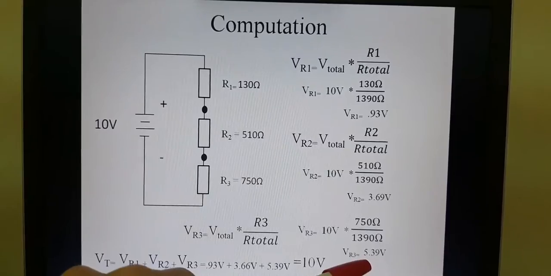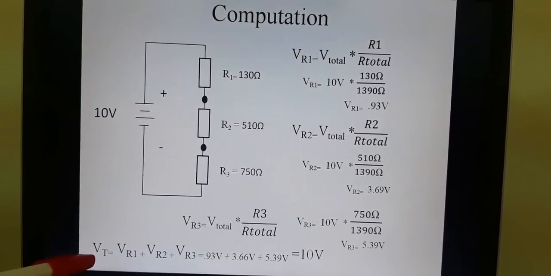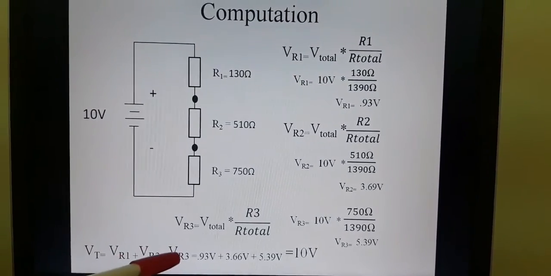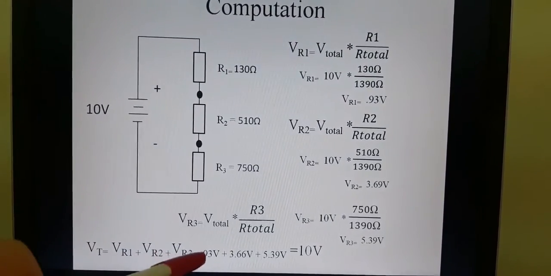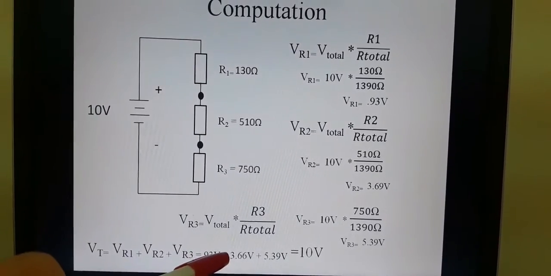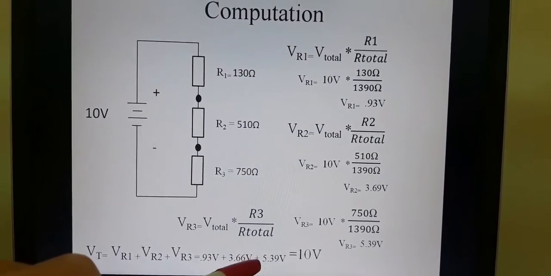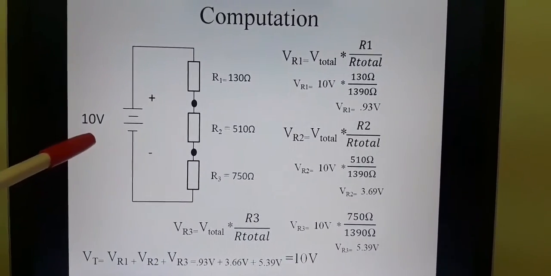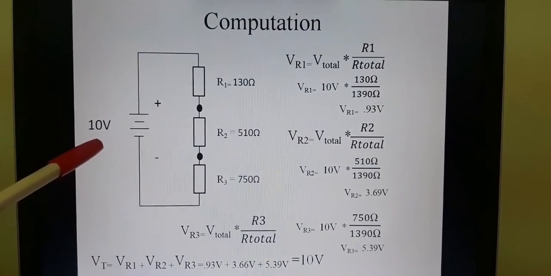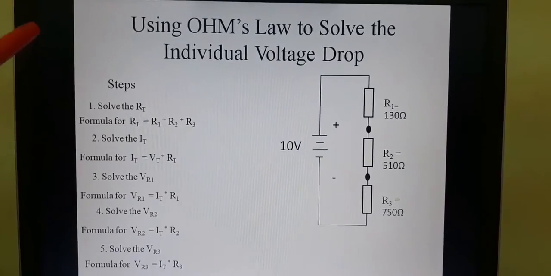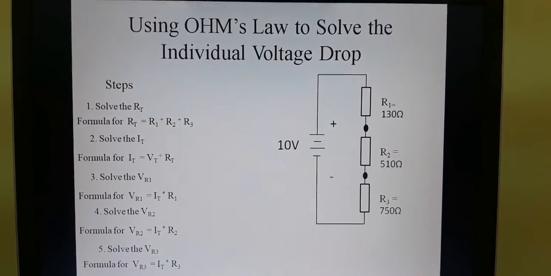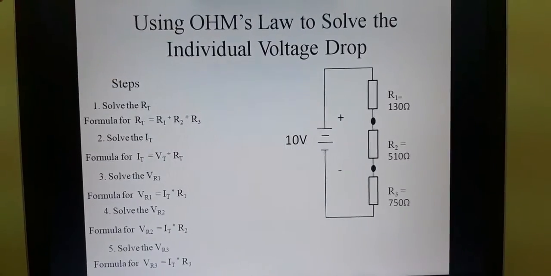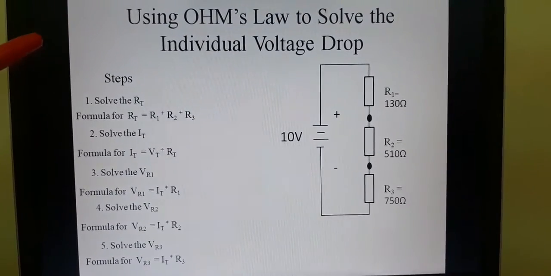5.39 volts. To sum it up, total voltage is equal to voltage in R1 plus voltage in R2 plus voltage in R3, which are equivalent of 0.93 volts plus 3.66 volts plus 5.39 volts is equal to 10 volts, which is equal to the supply voltage or the total voltage. So we can also use another system using Ohm's law to solve for the individual voltage drop.